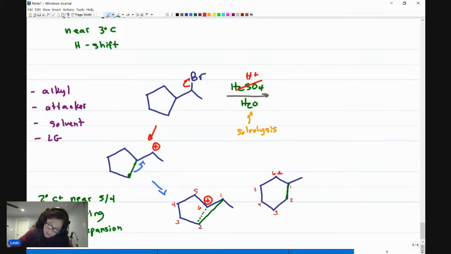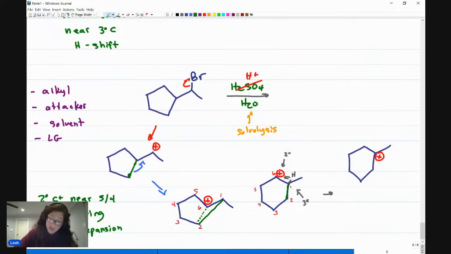Carbon 6 has a carbocation. And wait a minute, secondary carbocation near a tertiary carbon. Secondary carbocation, tertiary carbon, we're going to have a hydride shift. The hydrogen shifts over. That will now give me, let's draw it up here, a carbocation sitting right there.